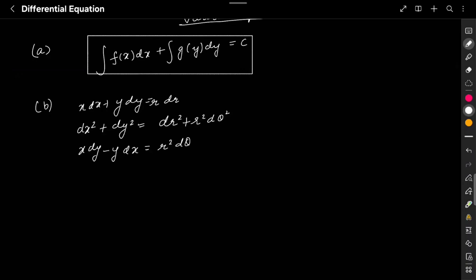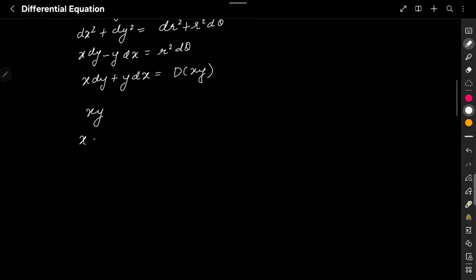Also, if we see anywhere x dy plus y dx, we can simply write it as d(xy). If we differentiate xy, we get first into differentiation of second, plus second into differentiation of first. So this is the same thing. This is nothing but the differentiation of xy, so we can write it as this. There are a few more.